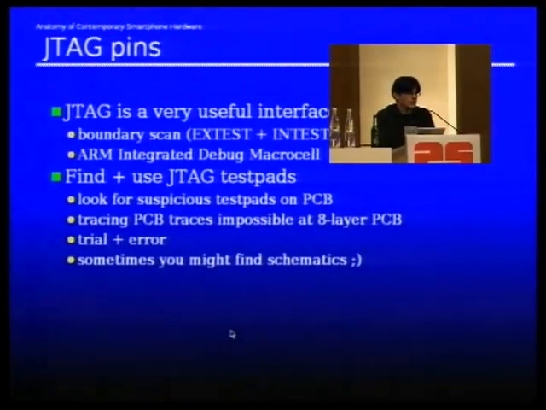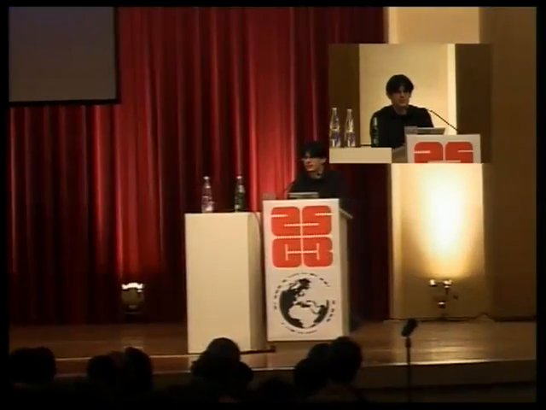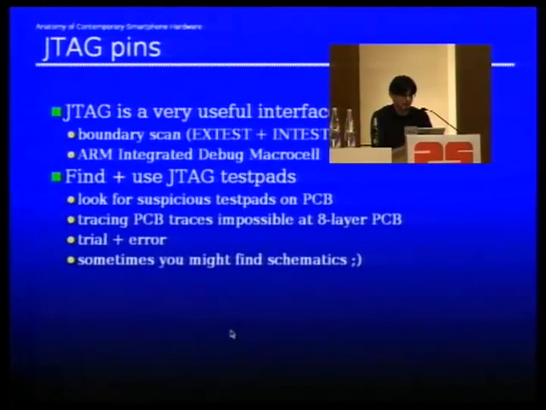Obviously, JTAG is always interesting, so if you can somehow get your hands on the JTAG interface, you can access the integrated debug macro cell that exists in every ARM processor. So you can do hardware debugging, you can single step through the code, you can take full control over the system from your hardware debugger. The question is, how do you find and use them?